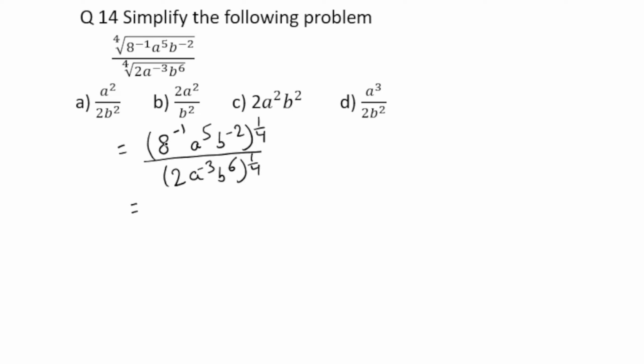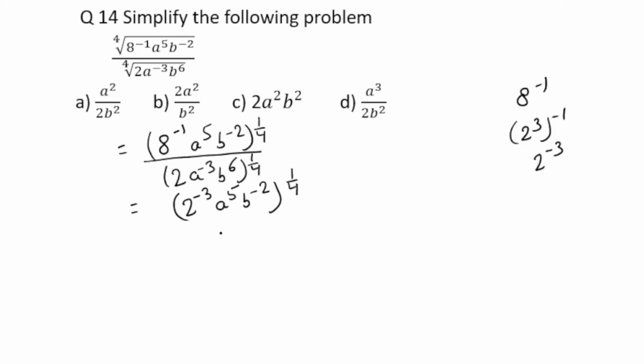Similarly, we can write 8 as 2 to the power third. That means 2 to the power third, to the power minus 1. That means 2 to the power minus 3. 2 to the power minus 3, a to the power 5, b to the power minus 2, to the power 1/4. Similarly, on denominator 2, a to the power minus 3, b to the power 6, to the power 1/4. Now we have to use the power of exponent property.